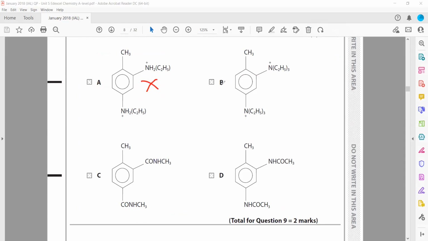So this is wrong, totally wrong. This one is also true. In this one, amide is there, but you can see they changed the order. First NH2 was connected, now they connected CO. So the order does not change, it remains in the same order. So D is the right answer. Is it clear?